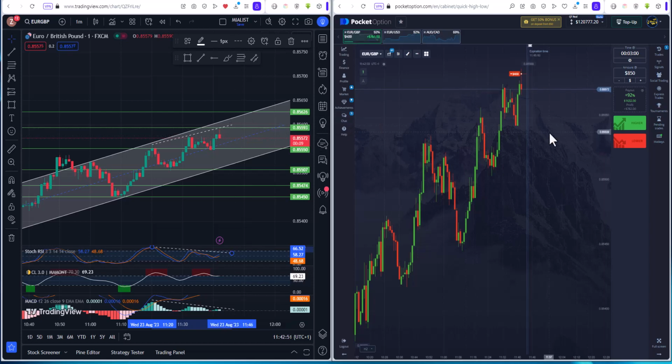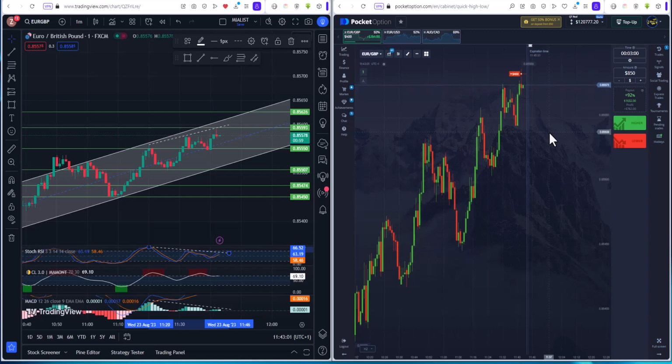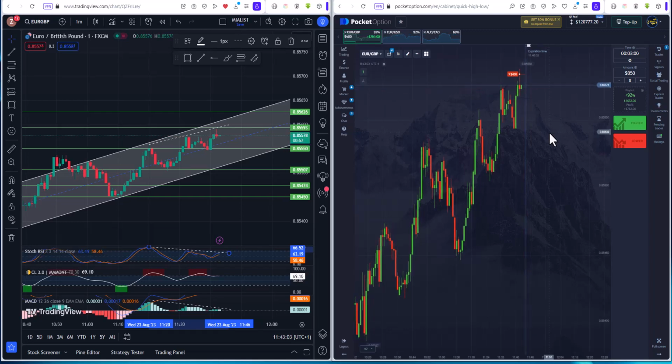We will talk about risk management. So, to mitigate these risks, adhere to sound risk management principles. Only invest funds that you can afford to lose. And consider implementing risk management tools such as stop loss where possible and take profit orders.